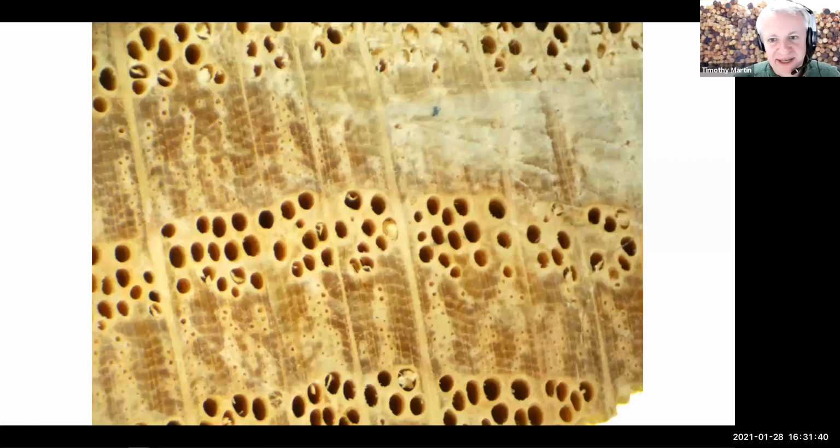This is oak probably at about 10x magnification, and at this magnification, you can see both the early wood vessels as well as those late wood vessels.